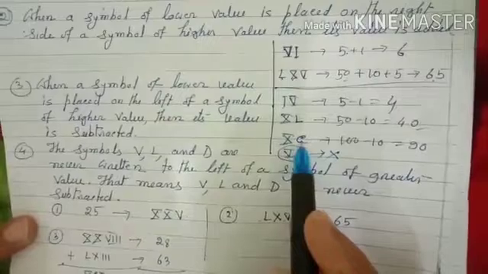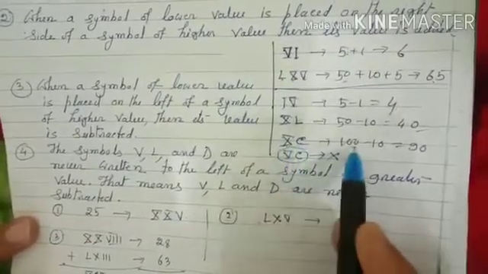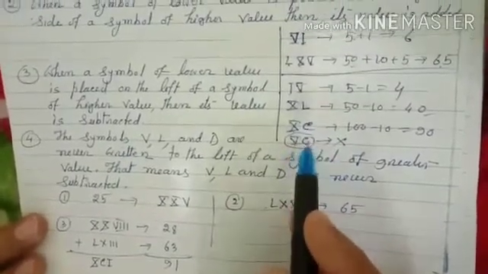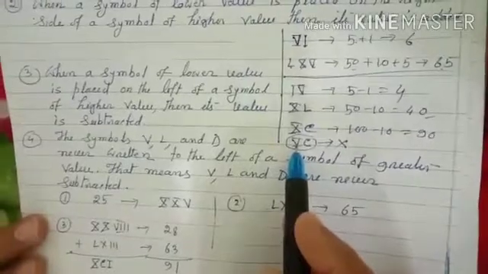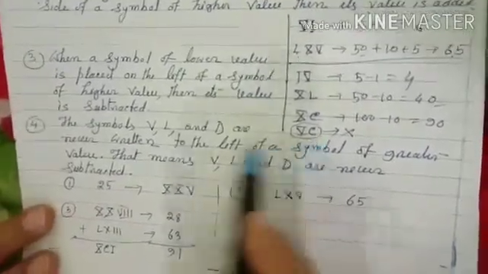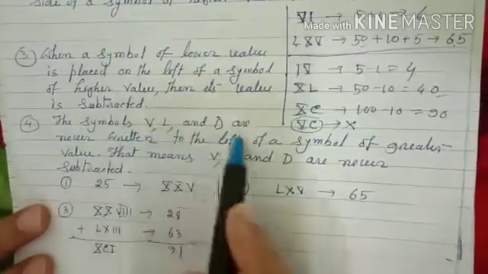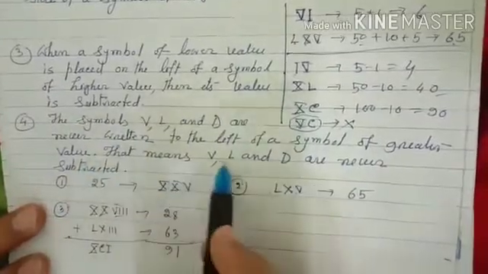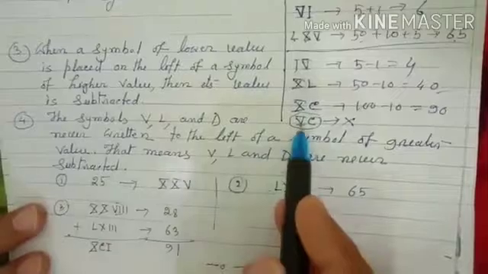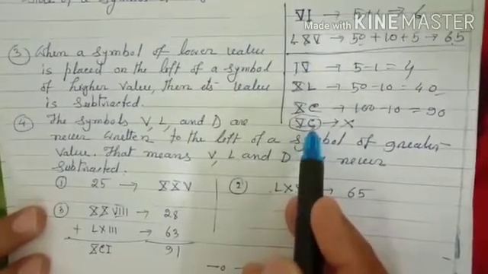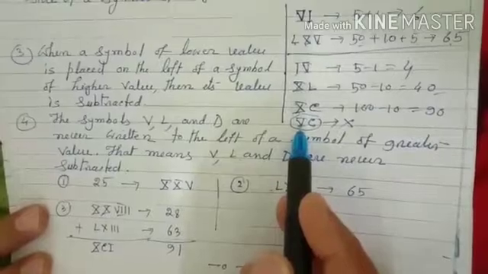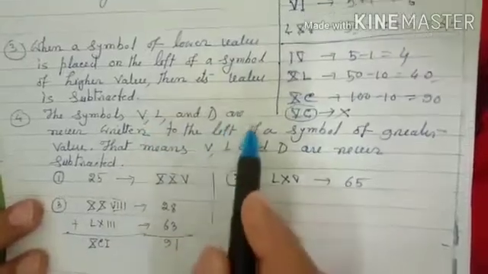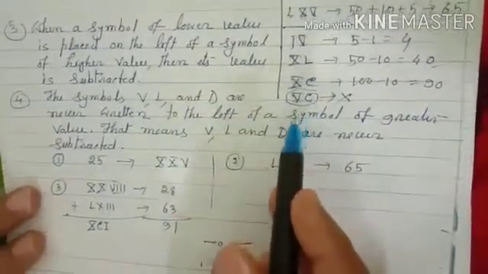Like that, XC: C means 100 and X means 10, so 100 minus 10 is 90. But VC you can't write; from C we can't subtract V, because these symbols are not written that way. That is rule number 4. The symbols V, L and D are never written to the left of a symbol of greater value. That means V, L, D are never subtracted. So that's why VC is not allowed. From C, that is 100, you can't subtract 5, and it is not 95, because remember, V, L and D cannot be written before any higher value.